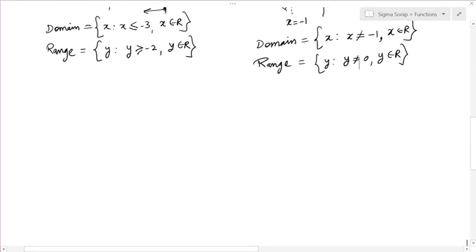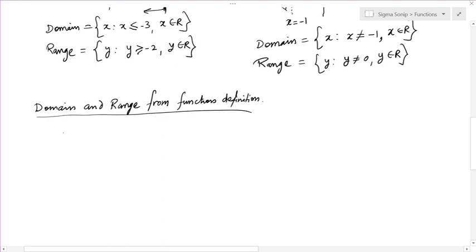Now we are going to find domain and range from the equations, from the function definition itself. Domain and range from function definition. So again, we start with a very simple example. So first, the function definition is given as this.